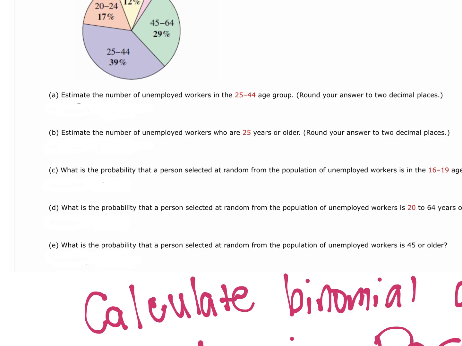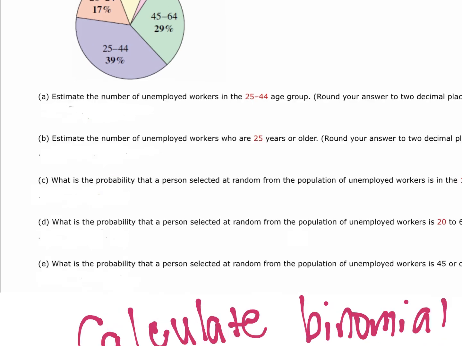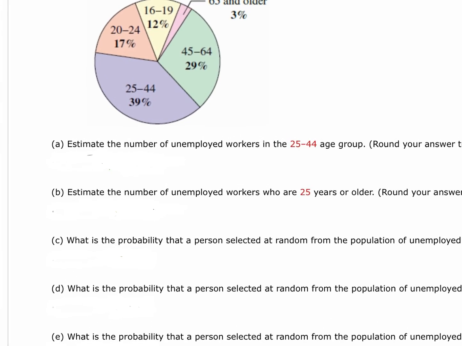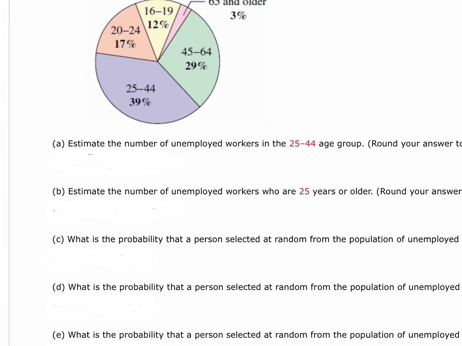All right, so these next questions, guys, they're not as difficult as they appear. I like to set up a proportion to do these. Some people don't. But if you set up a proportion that involves percentages, it's always a percentage is out of 100. So if it says estimate the number of unemployed workers in the 25 to 44 age group, that's 39%. So 39% out of a total of 100% of people are unemployed. So if you set up a proportion and want to know what number of those people is 39%, you would say X over the total, which is 11.46 million.